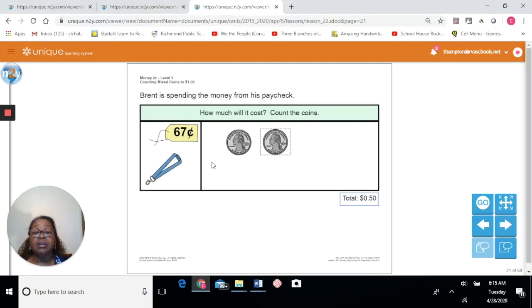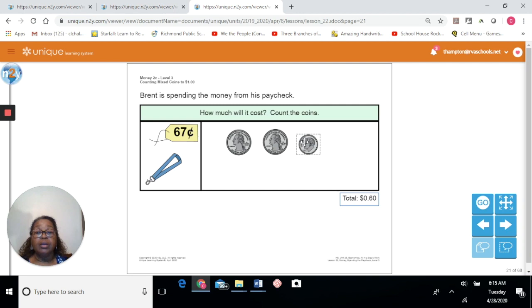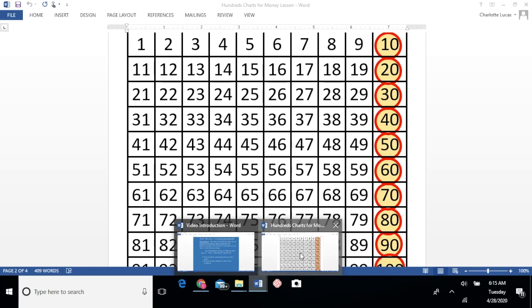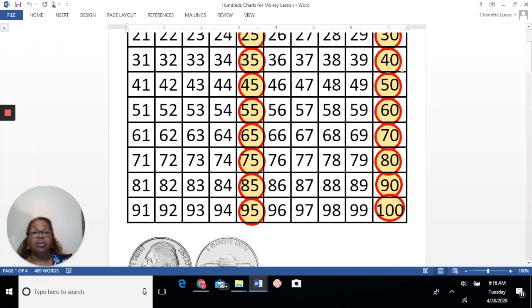So let's count again. 25, 50. If we add a dime, that will be 60. Right here, we need 67 cents. We could add 7 pennies, but let's see if we can make it a little bit easier. If we use our next value, we could add a nickel. We went 50, we added a dime, 60. Now we can go to a nickel, 65, and then add our penny, 66, 67.